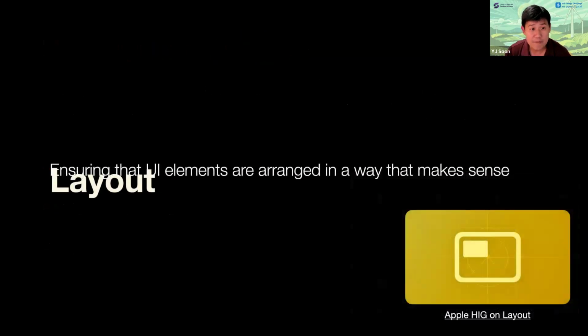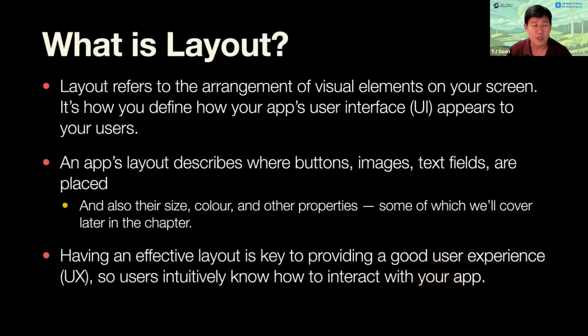So let's get started. Over here, you see on screen, this is layout. Layout is essentially putting things on screen. And as you can see, I have a terrible example. Layout means that you need to ensure that your user interface elements are arranged in a way that makes sense. Definitely not like this. So layout refers to how you put things on screen.